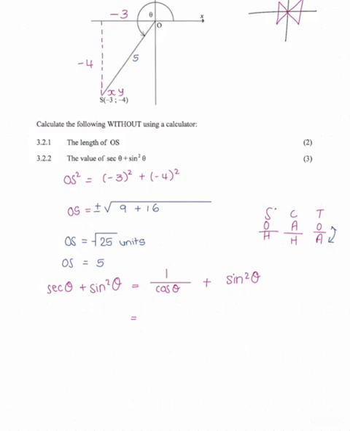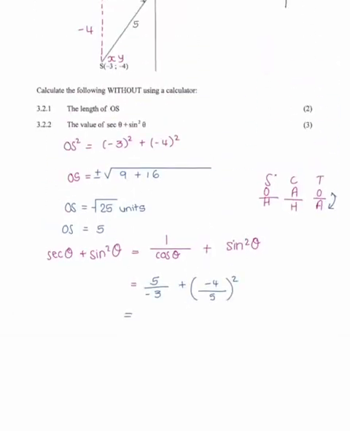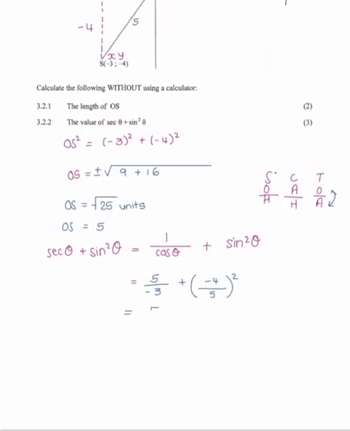So now it's actually going to be my hypotenuse of 5 over my adjacent of that angle of -3, plus my sine, which is my opposite of -4, over my hypotenuse of 5, and that whole thing squared, which leaves me with an answer of 5 over the 3 with a negative, plus my 16 over 25.